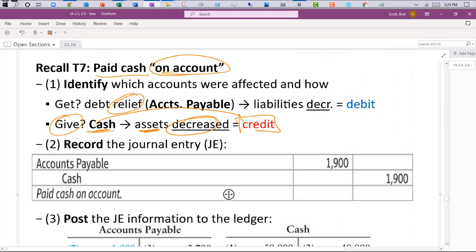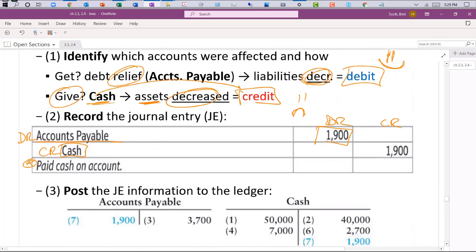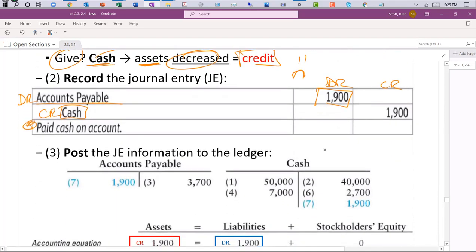I like debits. Debits make me happy. I like to pay off my debts. I don't like to pay cash, but I like to get out of debt. Debt relief is good. Debit, accounts payable, 1,900. Credit, indent, credit cash, 1,900. Paid cash on account. Post it. Accounts payable, debit 1,900.